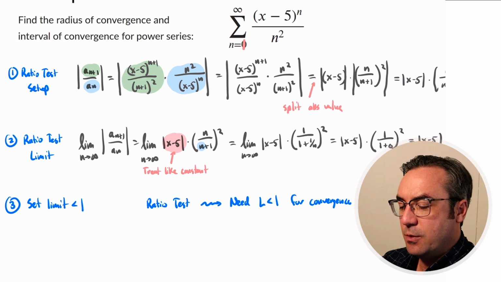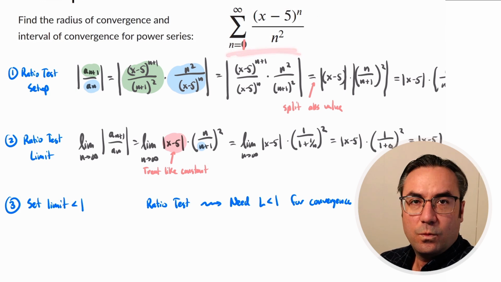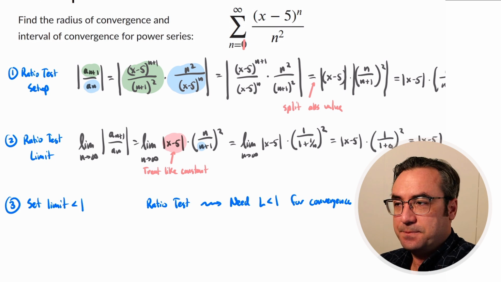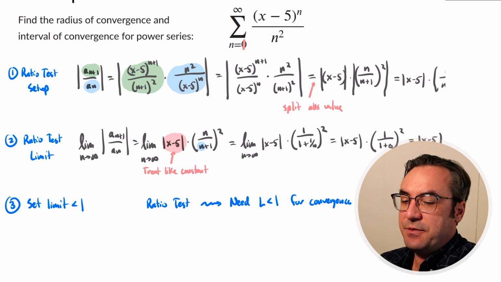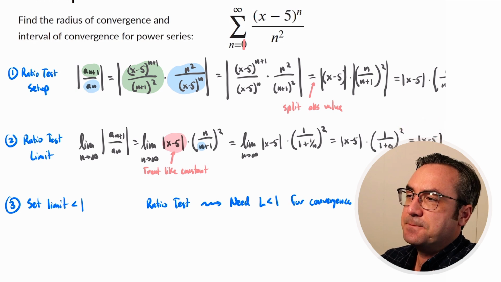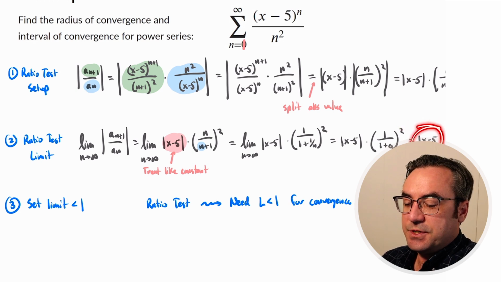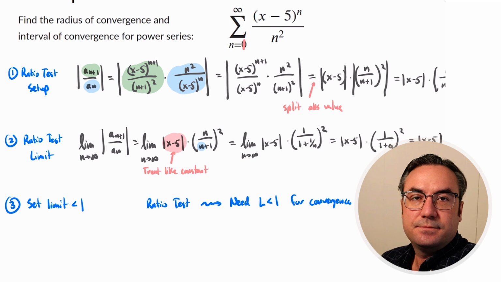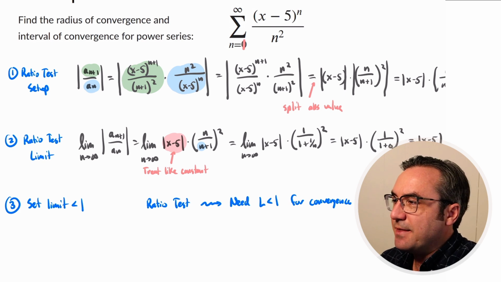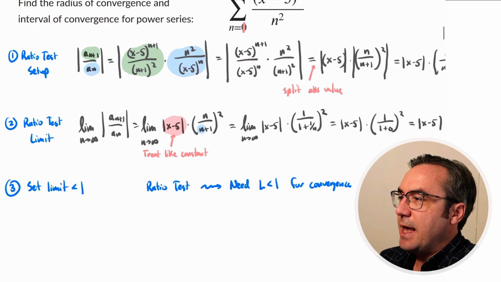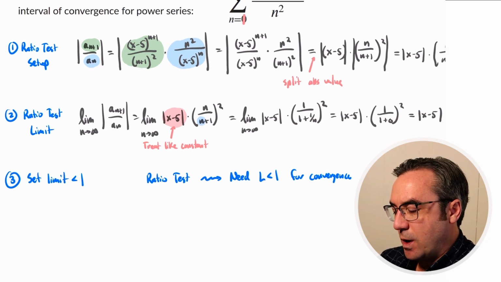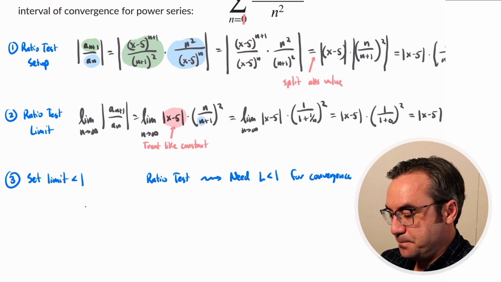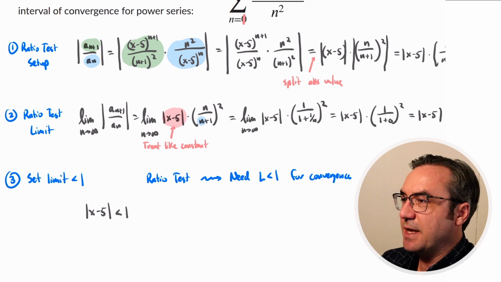So we're interested in knowing when this thing converges. And so the result that we found from this ratio test, well, we need that result to be less than 1. So we're going to take that limit L, and set it to be less than 1. So the absolute value of x minus 5 here, we're going to set it to be less than 1.